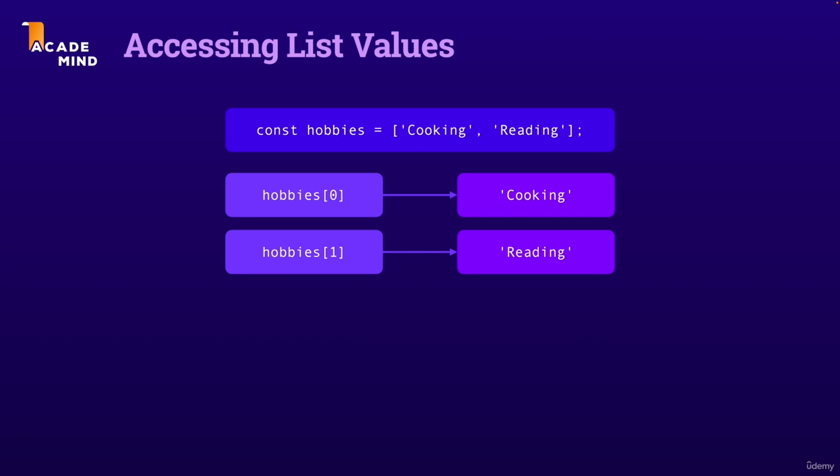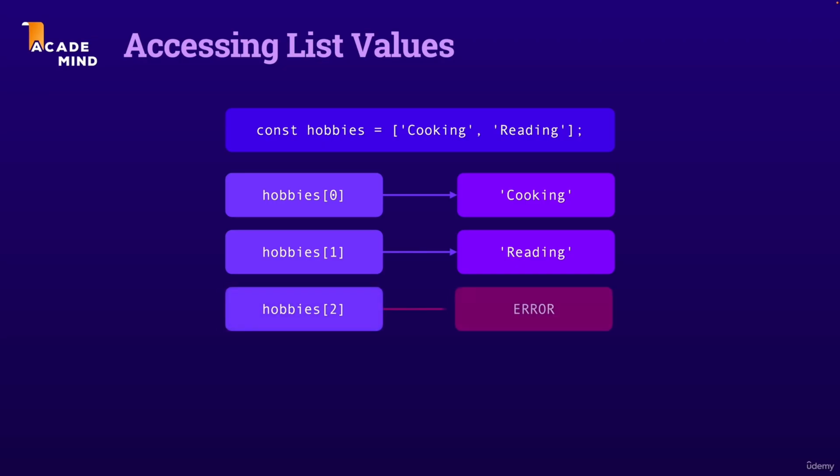So the first item in a list has an index of 0, the second item has an index of 1, and so on. And this index can be used with this special square bracket notation after the name of the list, so after the name of the variable or constant that contains the list, to be precise, to access the different list values. And if you would try to use an index that doesn't exist, so in this case, for example, the index 2 for a list that only has 2 elements, you would get an error. So you can't access elements that aren't there, which hopefully makes sense.